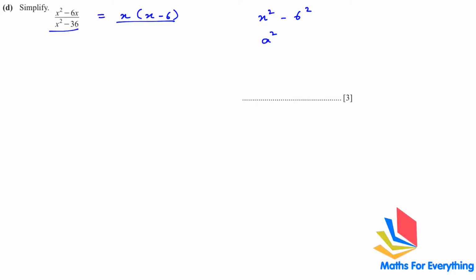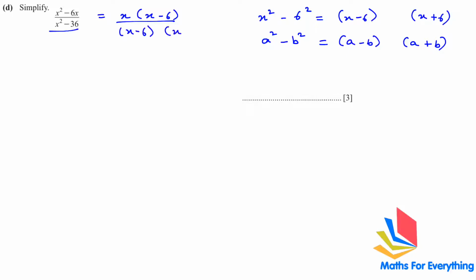And what does difference of squares tell us? If you have a square minus b square, you can write as a minus b and a plus b. Therefore, x square minus 6 square can be written as x minus 6 and x plus 6. Now what is common? X minus 6. So that's cancelled. And we are left with x over x plus 6. This is a very important rule. You need to understand it very well.